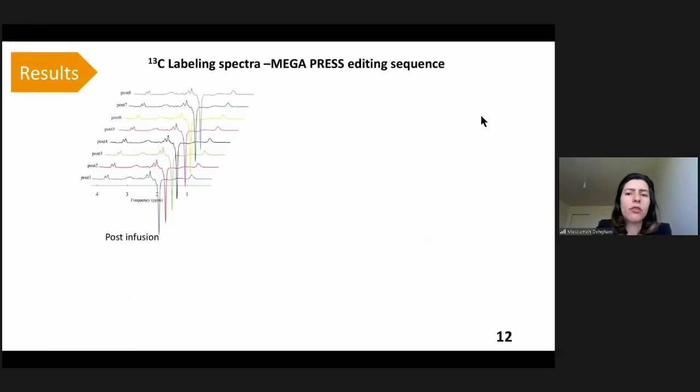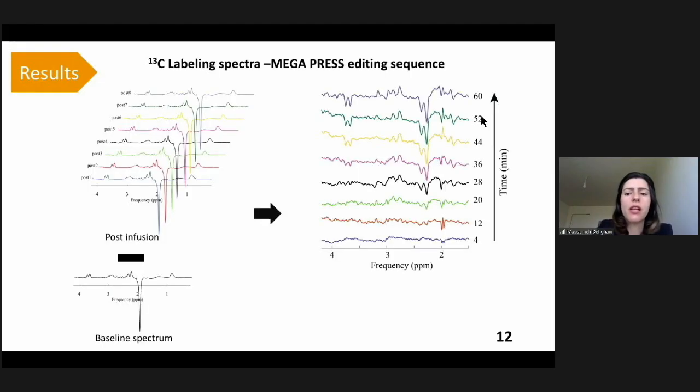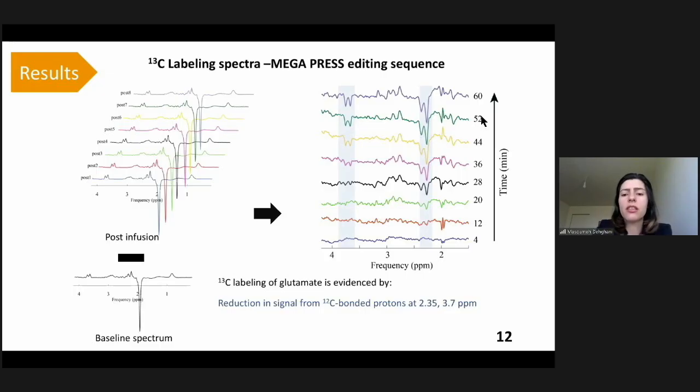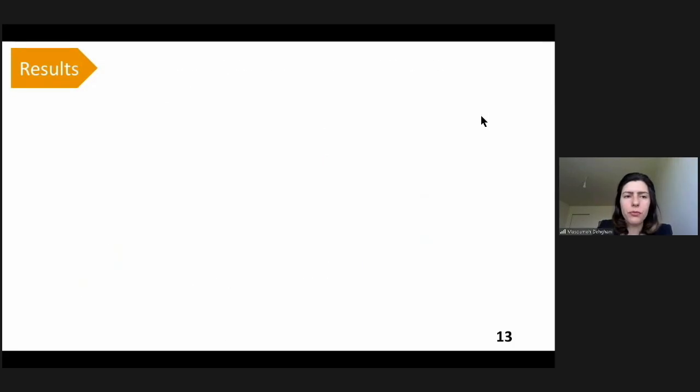And here is the result for the MEGA-PRESS sequence. When we subtract the post-infusion spectra from the baseline spectra, we have this labeling difference spectra, and we can see obviously the labeling of glutamate by reduction in the signal from C12-bonded protons and increase in satellite peaks from C13-bonded protons.